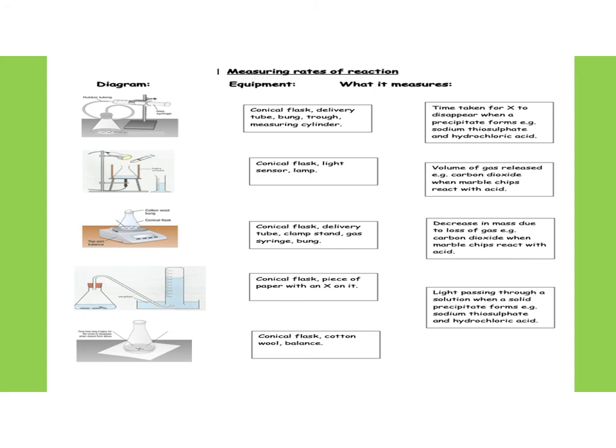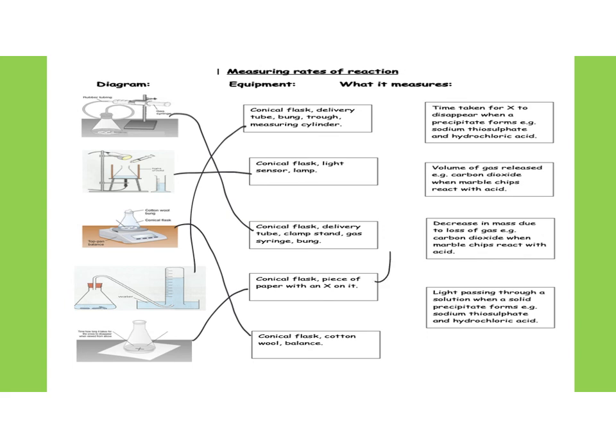Okay, so I'm going to start off with this one because I can straight away see that there's a balance in it. I'm going to then move to that one because I can straight away see it's got an X with a cross on it. This one then's got the light sensor. This one has got the syringe, and then that one up there has got the measuring cylinder. So what do these equipment then measure?